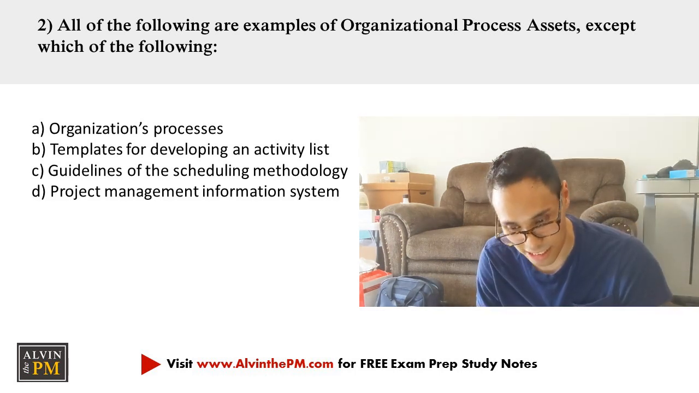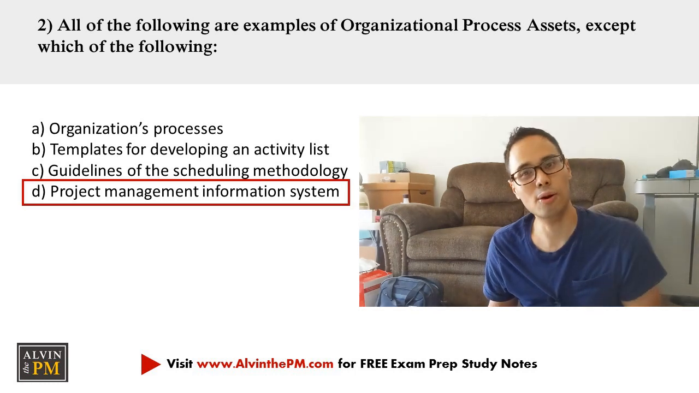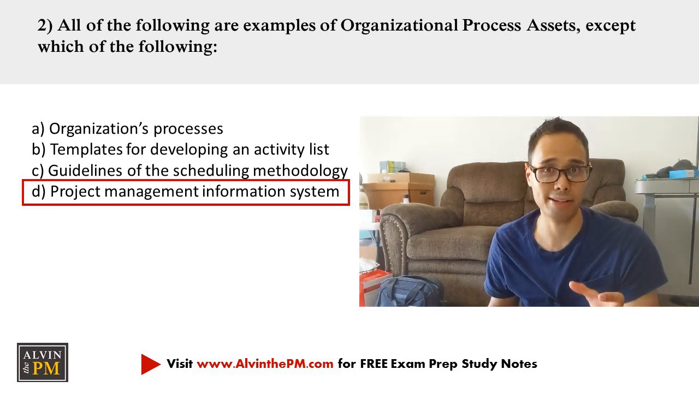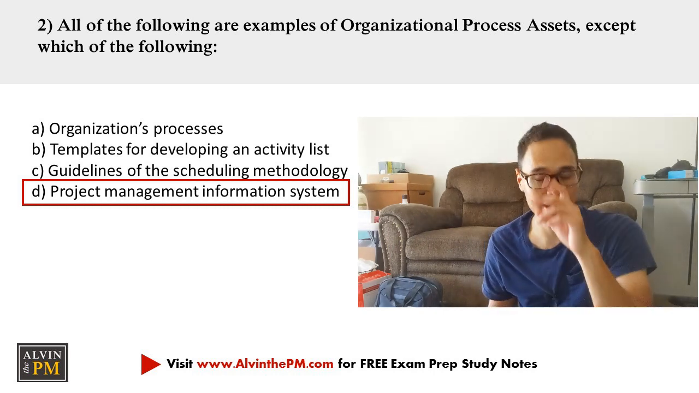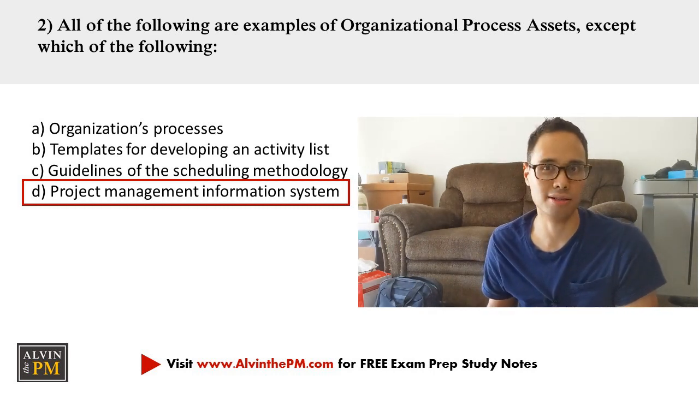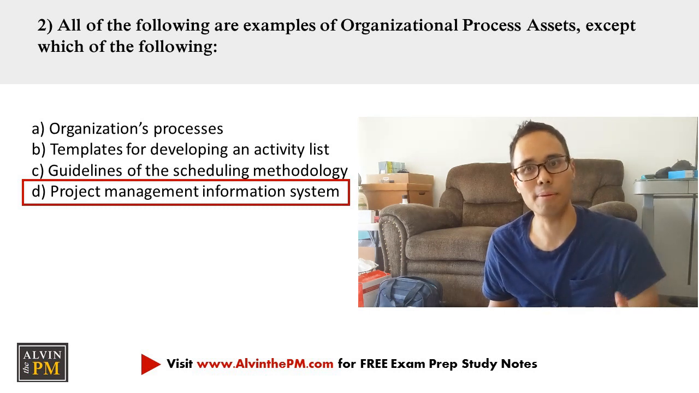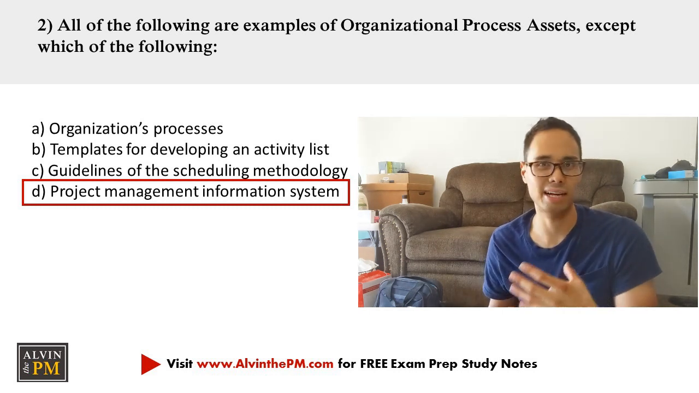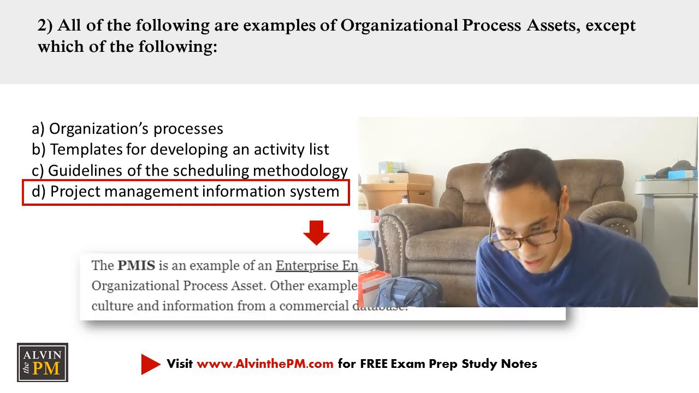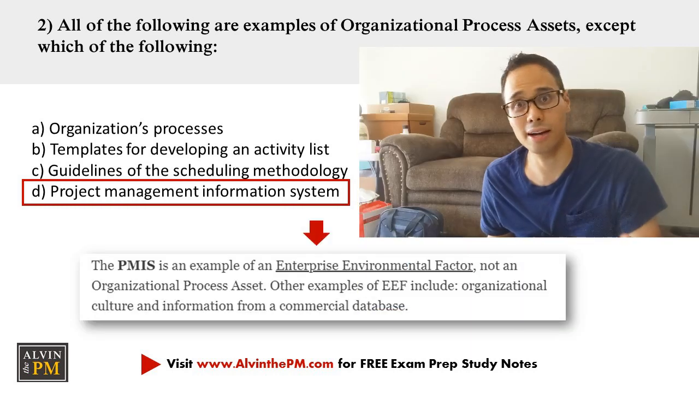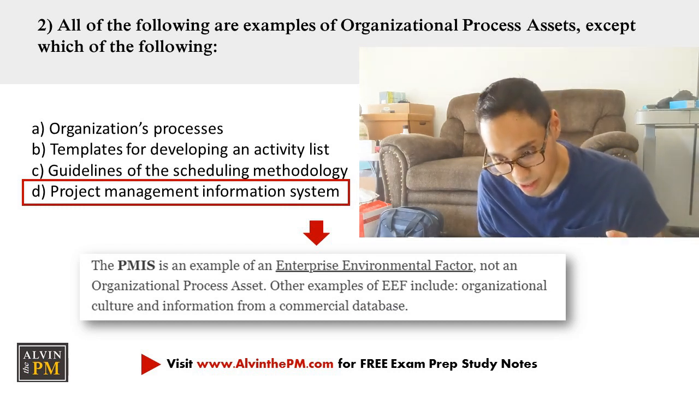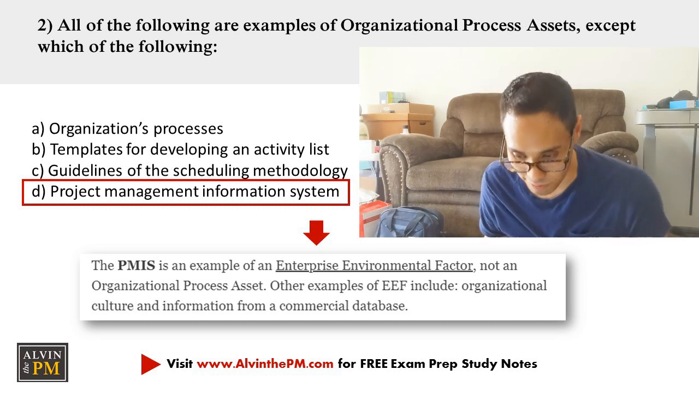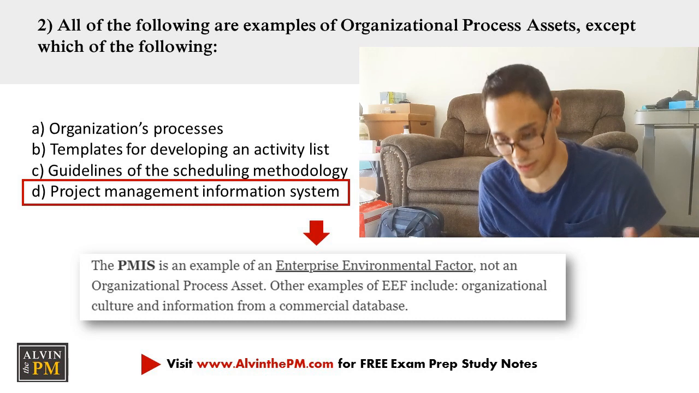So if you selected choice D, then you're correct. This type of question is critical to understand and master for your CAPM exam. You need to really understand the differences between OPAs and EEFs. An OPA, as you remember, is any kind of organizational procedure, process, or template that's used to help benefit the project. An EEF is something that is outside the control of your team. So in this case, the project management information system is not inside the control of your team. That is something that is controlled by your organization. And so the PMIS is an example of an EEF and not an organizational process asset.